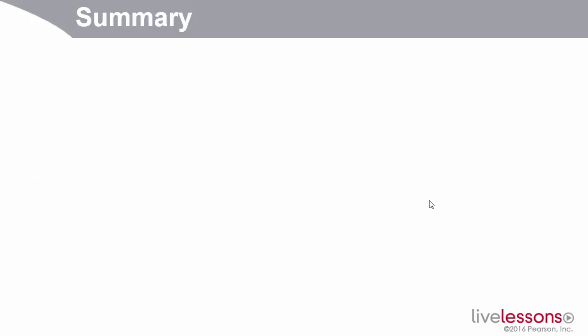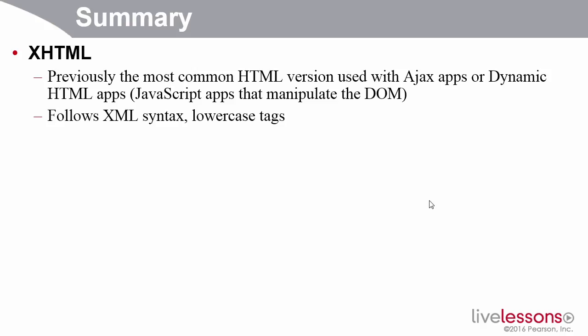Okay, I said that JavaScript is normally used in HTML pages, but what HTML version should you use? Well, you have some alternatives, but there's one pretty dominant choice. So XHTML used to be the most common HTML version for AJAX apps, applications that use JavaScript to go to the server, get some data, and come back, or dynamic HTML apps, JavaScript apps that manipulated the document object model, in other words, the HTML structure of the page.